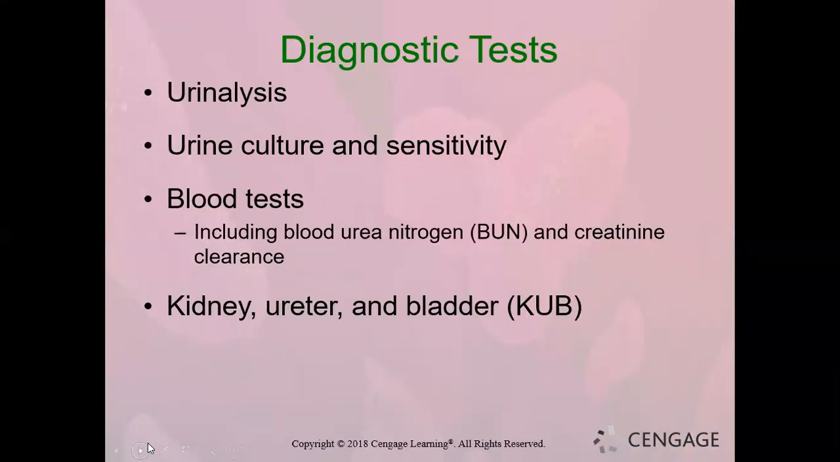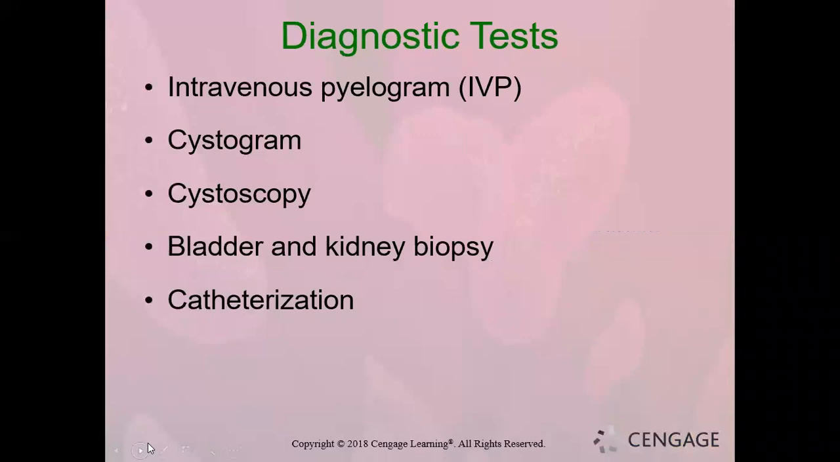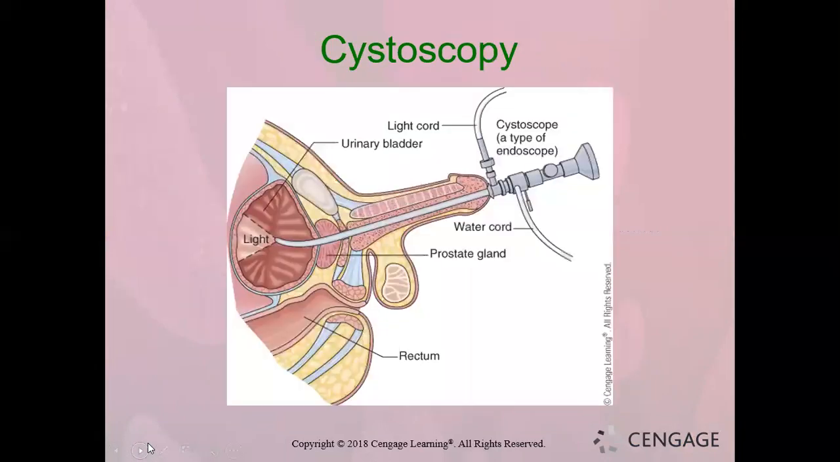They're going to do a urinalysis, a culture and sensitivity to see if there's any bacteria in there and what it's sensitive to, blood tests, and a KUB, where they look at your kidney, ureter, and bladder. Sometimes they'll shoot dye up in there and see how it actually flows through the kidneys, ureter, and bladder. They might do an IVP, a cystogram, cystoscopy, bladder and kidney biopsy, and sometimes you will have to be catheterized. There's a cystoscopy. Doesn't look very fun.